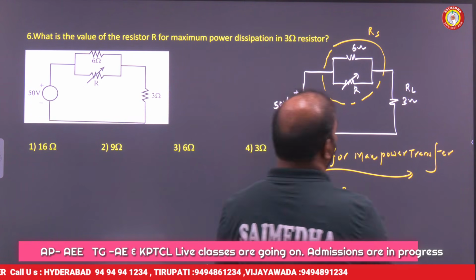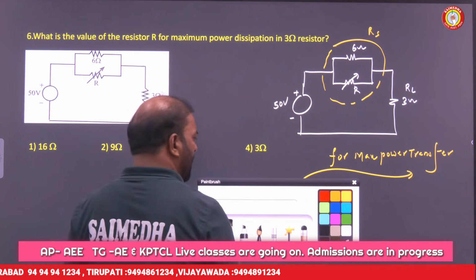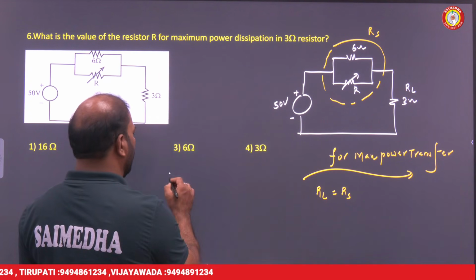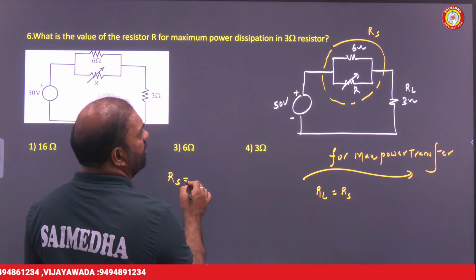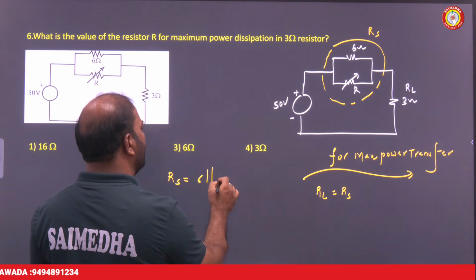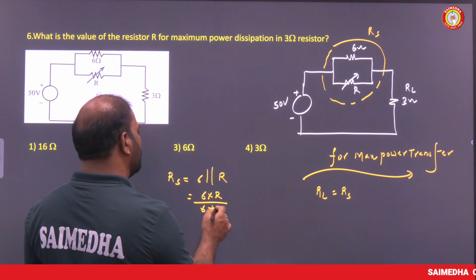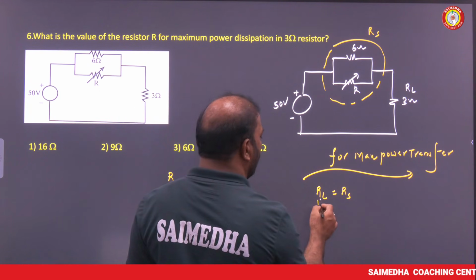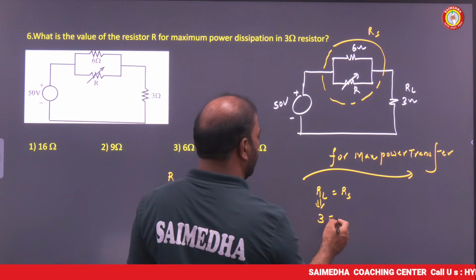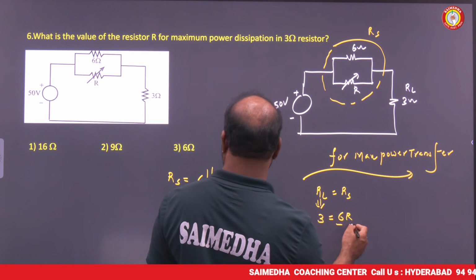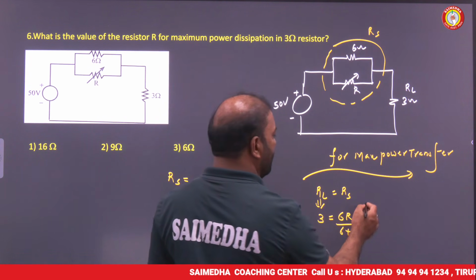So RL we know here, but what is RS, my friends? RS is a parallel combination of 6 ohms and R, which is equal to 6 into R by 6 plus R. Here RL is nothing but 3, equal to 6R by 6 plus R.